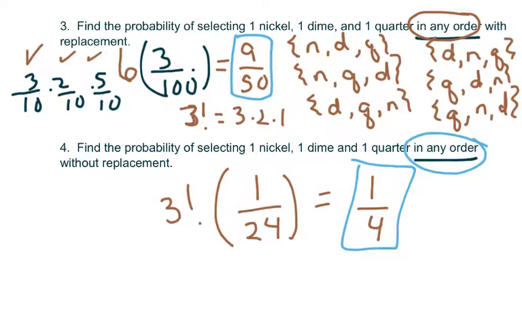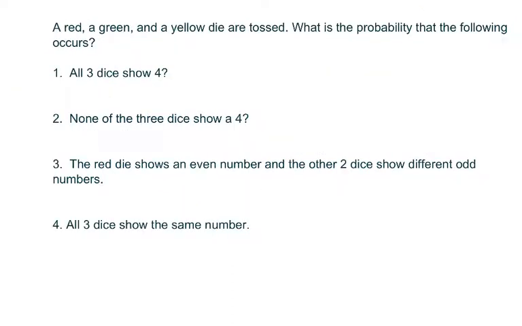Okay? Now, this one's about dice. So we have yellow, red, and green dice. And what's the probability that all 3 dice show a 4? So basically, these are all independent, by the way. The probability that the red shows a 4 is 1/6. The probability that the green shows a 4 is 1/6. Remember, a die has 6 faces. And the yellow shows a 4 is 1/6. So that's going to be 1 over 216.